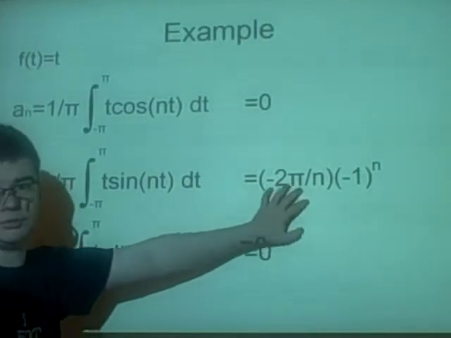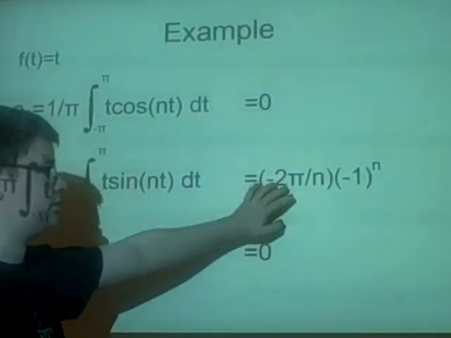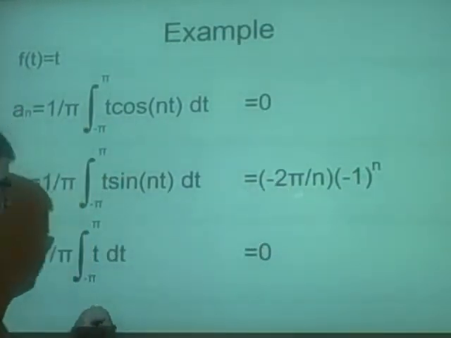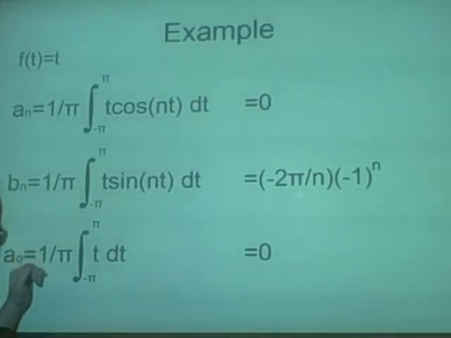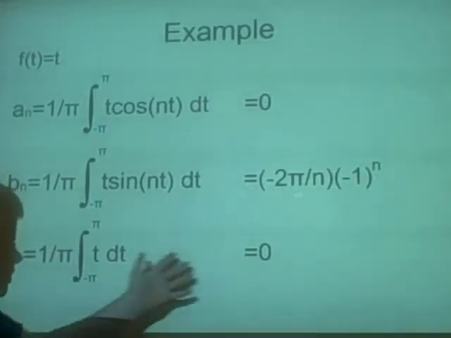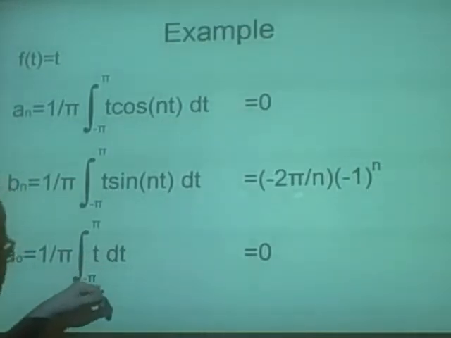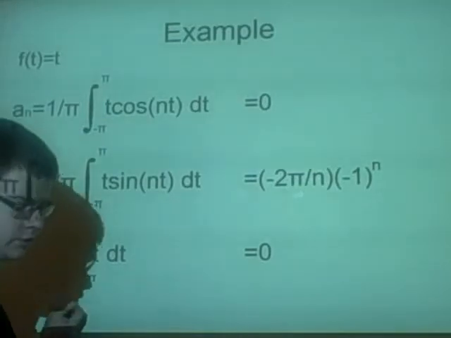And this should come out perfectly. I did test it as well. This one, the easy one, some people like to do this first, but it's like a nice little relief at the end. A naught is 1 over pi, the integral from minus pi to pi of t, which works out to be 0 because you'll get pi squared minus pi squared over pi, which is just 0.